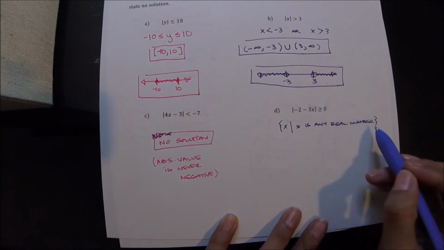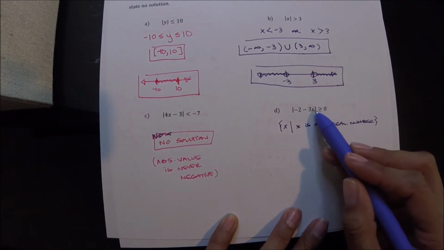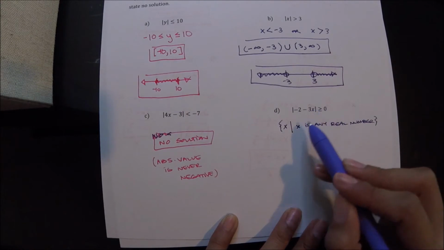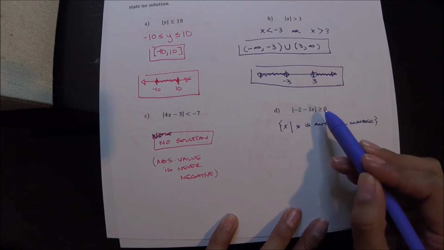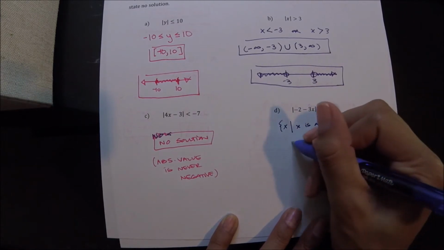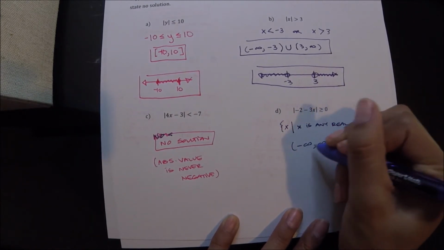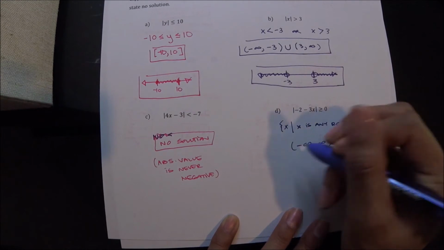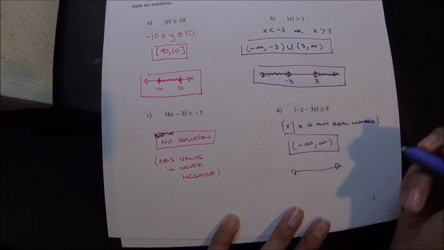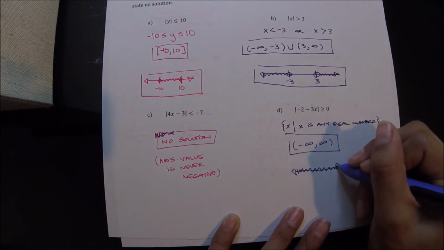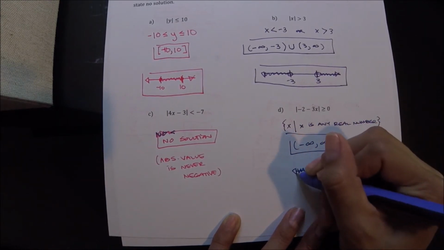Because, and you can even try it. Think of any number you want, plug it in here. No matter which number you choose, once you simplify, this part will always come out to be bigger than or equal to 0. And then in interval notation, that's everything from negative infinity up to infinity. And then if you wanted to graph it, you could basically just shade your whole graph.